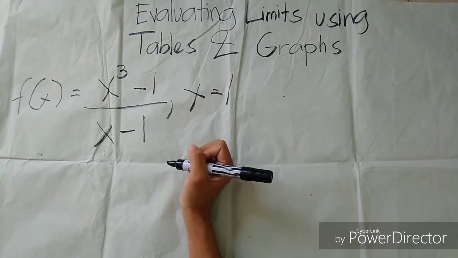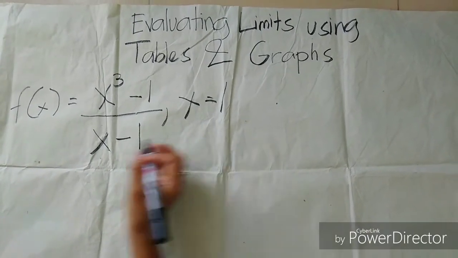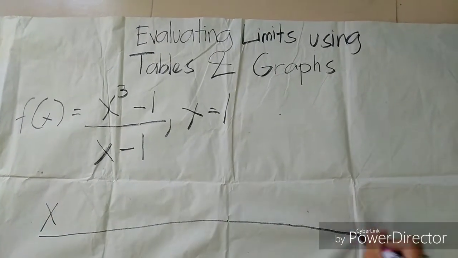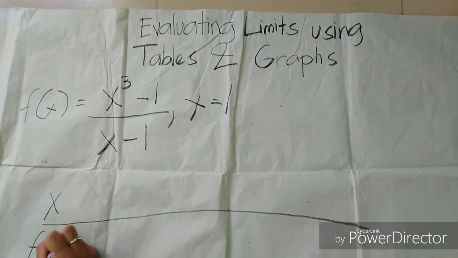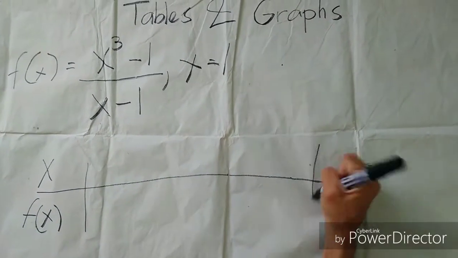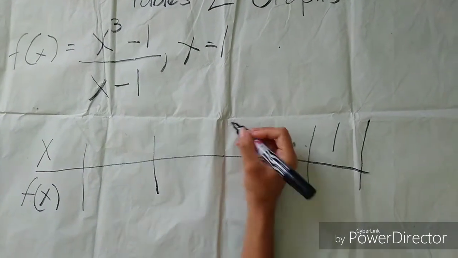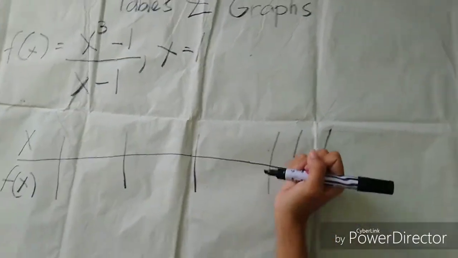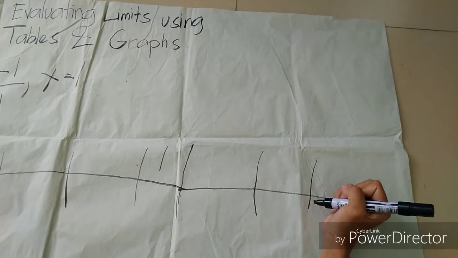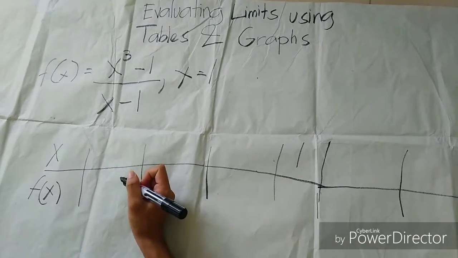What we're going to do to investigate is make a table of values, with the values of x and then our function values. Again, we are looking around 1, so we'll put 1 in the middle. We're going to have 3 values on the left and 3 values on the right, close to 1.